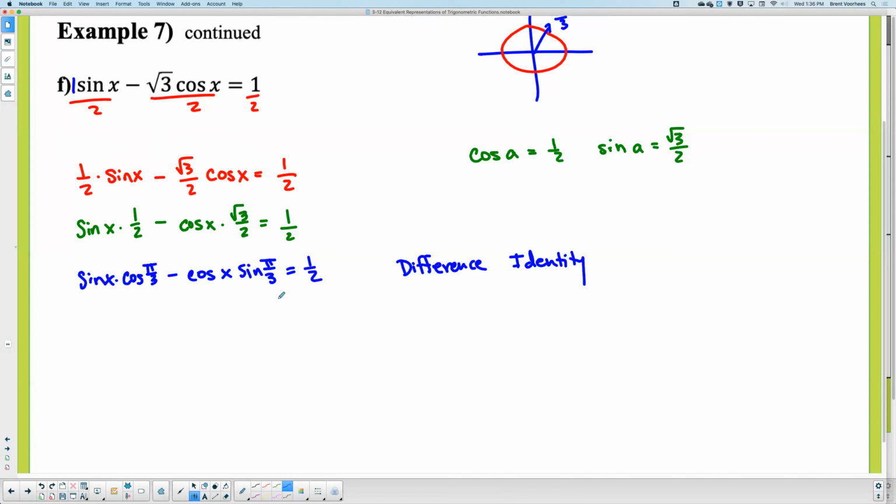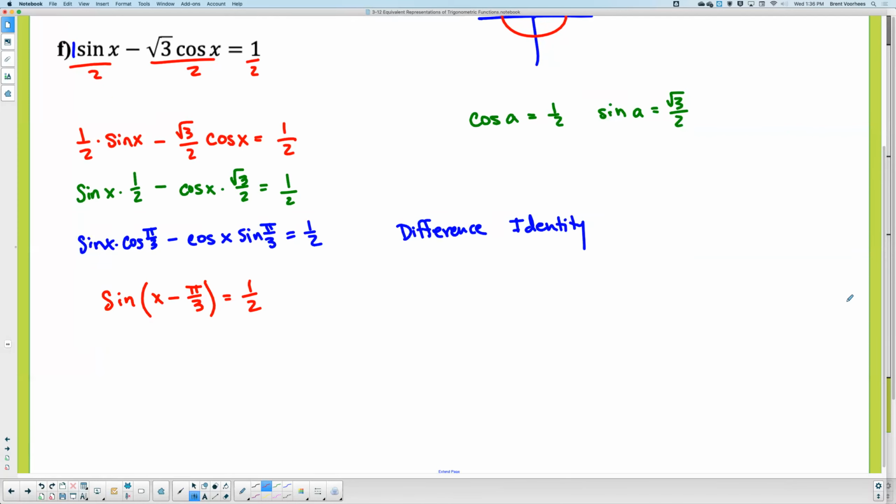So it took a lot of setup there. I can simplify that whole equation to be sine of, what are my two angles in here? x and subtracting pi over 3. And that should equal 1/2. Technically, I should write inverse on the side if I wanted to keep going. But you could just go straight to a unit circle, which is what I'd recommend you do.